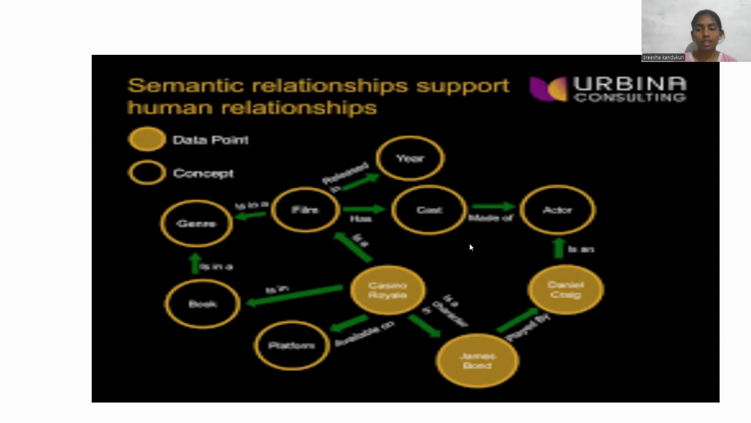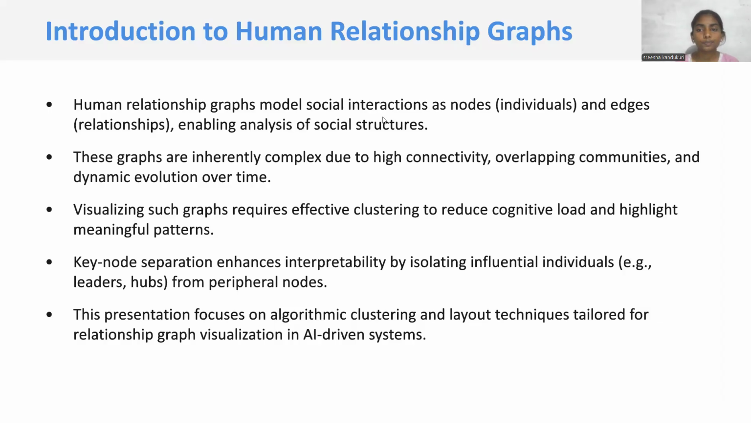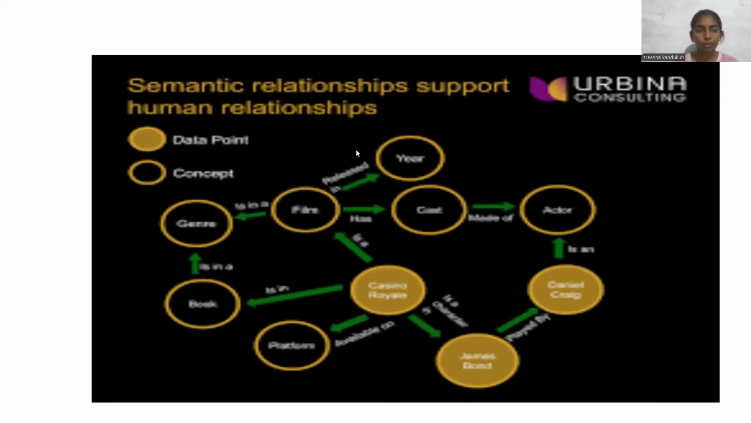So this is the example we took. Here the yellow colored marked points are called data points and the circular outlines are called concepts. Just now we have discussed that nodes are called individuals and edges are called relationships. So here we took an example. This is so here we have actor.